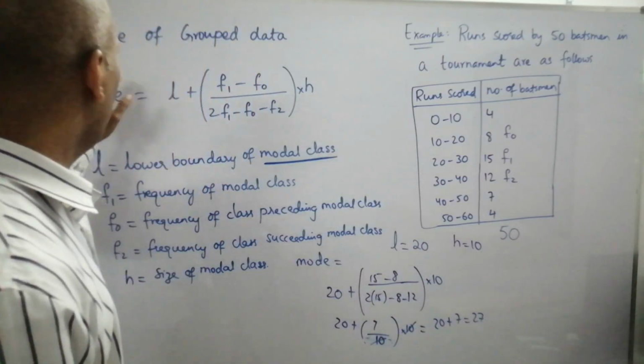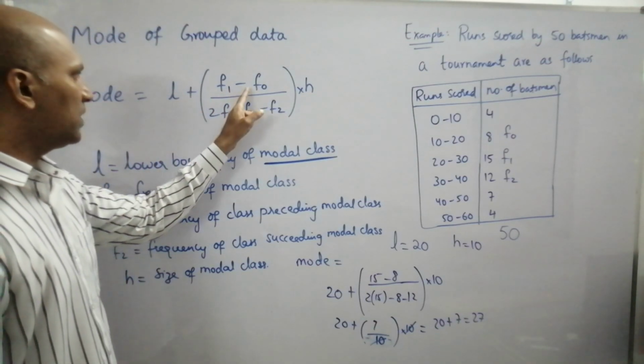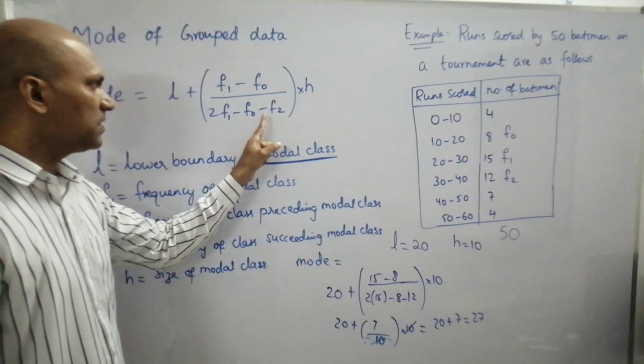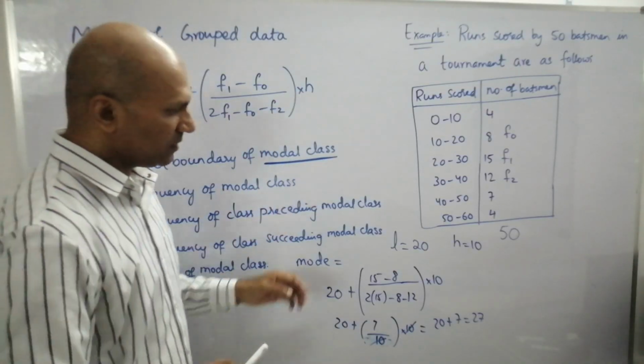Alright. So this is how we need to find the mode of group data. So mode is equal to L plus (F1 minus F0) by (2F1 minus F0 minus F2) multiplied by H. I hope you understood this problem.